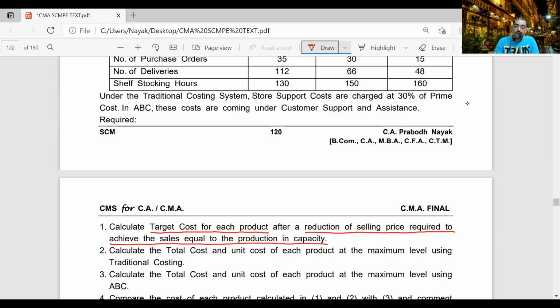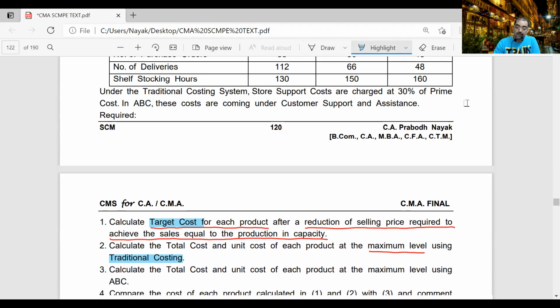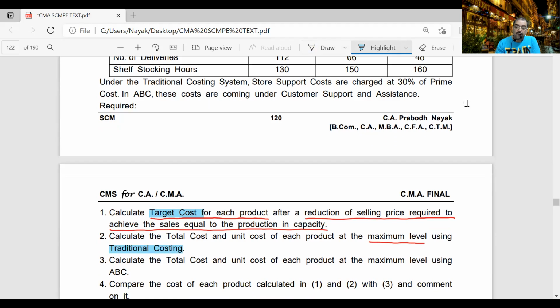The first method that you can see over here is target costing. Second, calculate the total cost and the unit cost of each product at the maximum level, under traditional costing. The second method of costing is traditional costing. Third, calculate the total cost and unit cost of each product again at the maximum level. So everything is at the maximum level. Now using which method? ABC, that is activity-based costing.